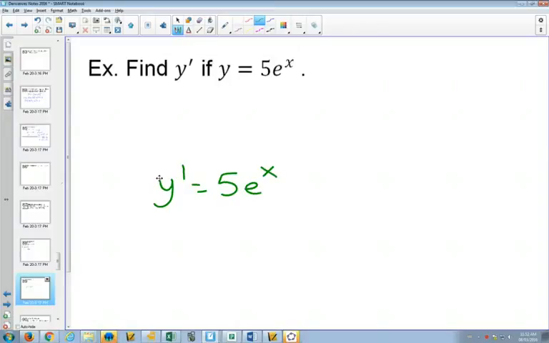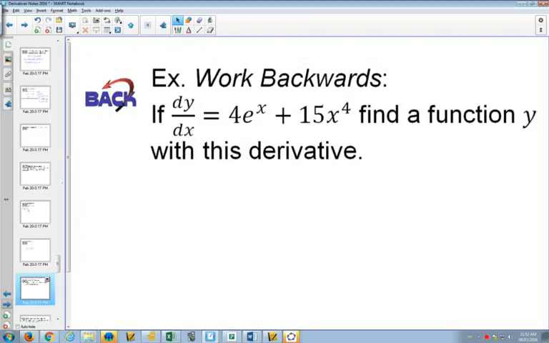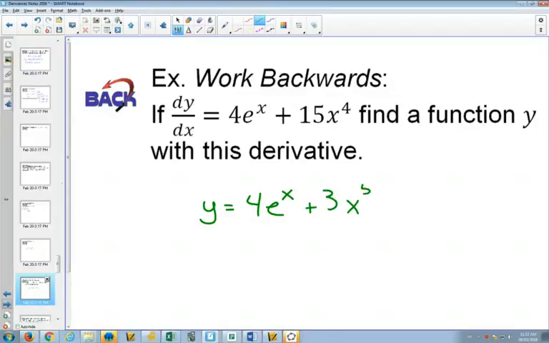Yes, feels good. No problems so far. If you had to work backwards with an e to the x, well, the e to the x part would be the same. What would the working backwards be for the first one? 3x to the 5. Perfect. And then you could have any number at the end. So we have plus c. No problems.